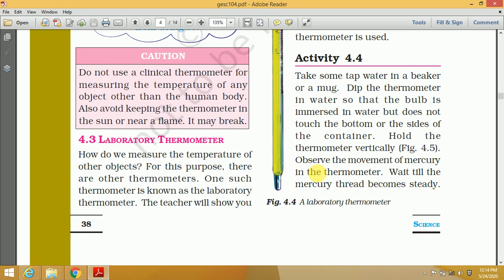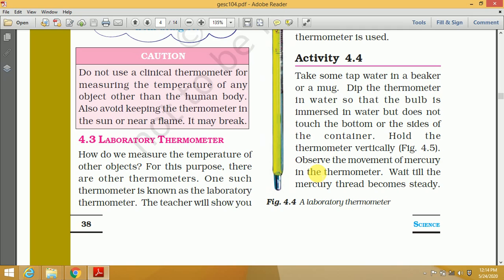So the exact measurement of the hotness of an object is the temperature, and for measuring the temperature we have one device, the thermometer. And we have discussed the clinical thermometer. A clinical thermometer is a device used to measure the human body temperature. The average human body temperature is 37 degrees Celsius, and in a clinical thermometer the reading is from 35 degrees Celsius to 42 degrees Celsius.